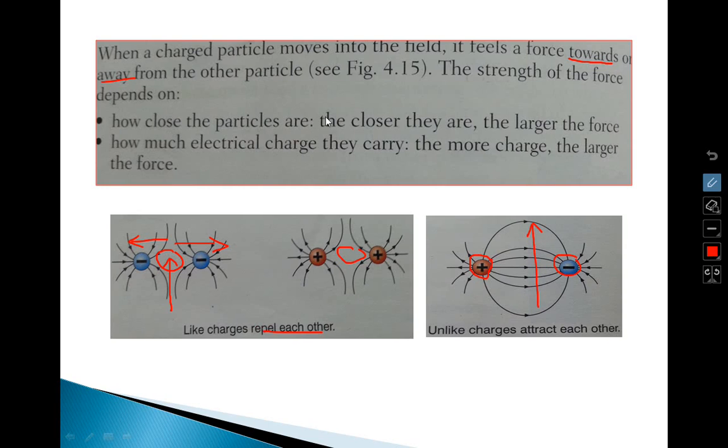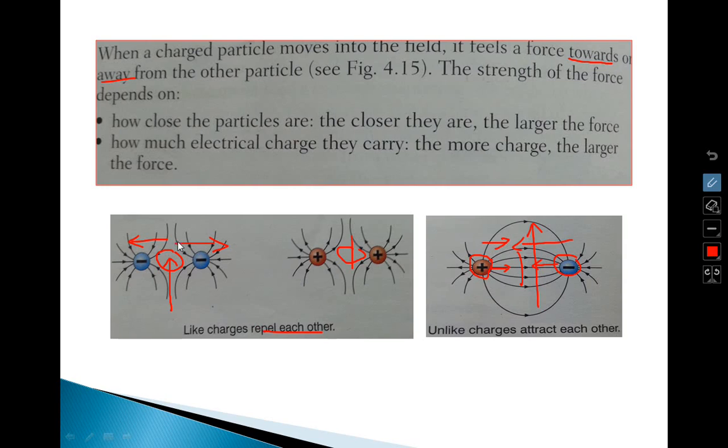The strength of the force here, or here, depends on two things. First one is how close the particles are to each other, like or unlike. The closer they are, the larger the force. If this one is closer here and here, the force will affect this way.